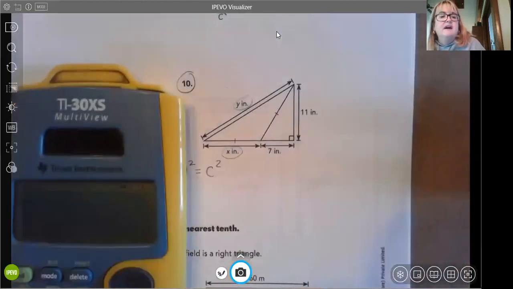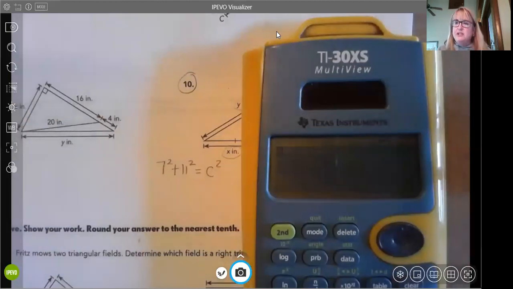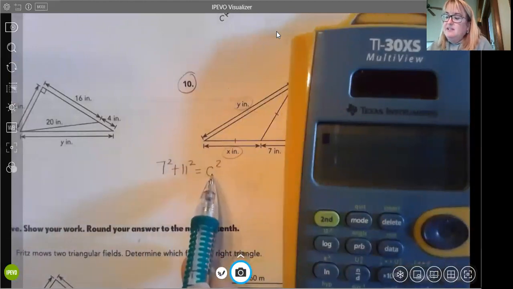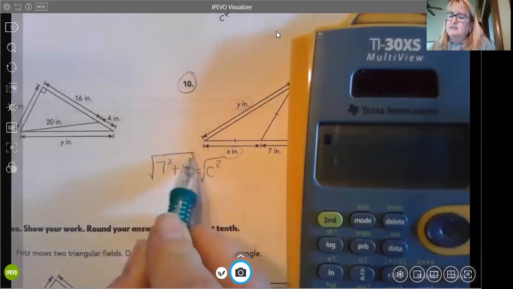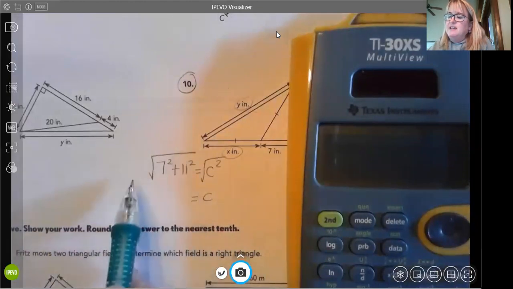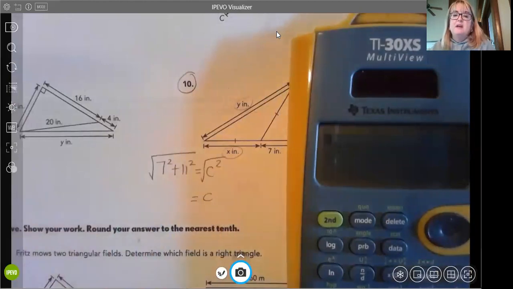And we can be a little bit more efficient. I just want to point this out. I know that I don't want to know what c squared is, so let me just go ahead and unsquare this, because that will take care of this, and then I can just put all of this in my calculator instead of breaking it into two parts.